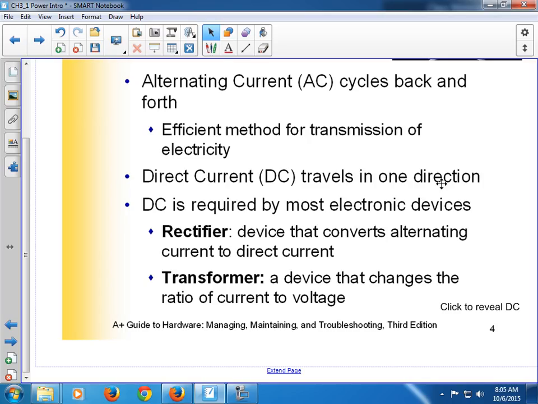It rectifies alternating to direct current, and then it transforms it to some lower voltage. Okay? And the only way to know the voltage is to read the power supply itself. Okay? So this one changes it to 12 volts out. This particular one changes it to 12 volts out. Okay?